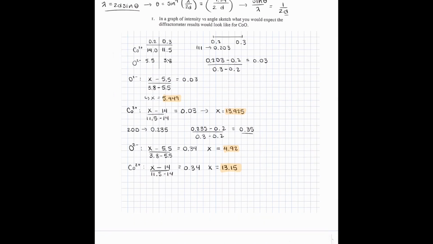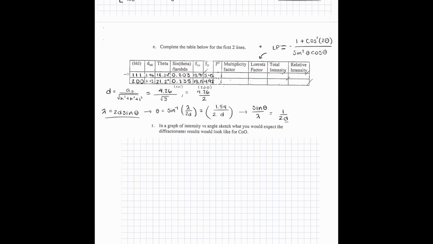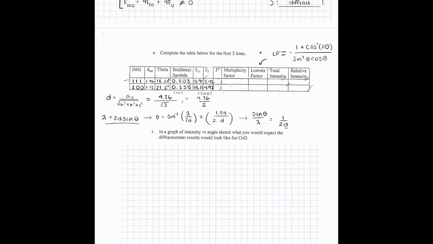Cool. So now that we have these values, I'm going to go ahead and delete all this work. We still need some space. Using these two equations that we found, we're going to calculate F for 111 and 200 in each of our elements, and then we're going to score it.